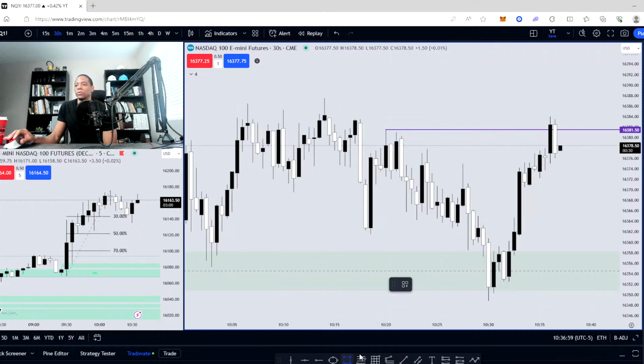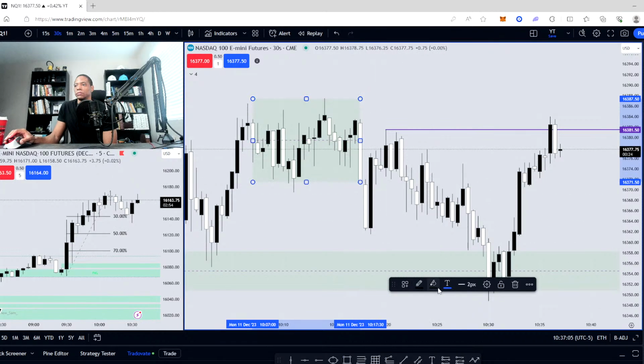Okay, remember earlier, this is where that last losing setup was. So we want to avoid taking setups in this range. We want to see price break out.